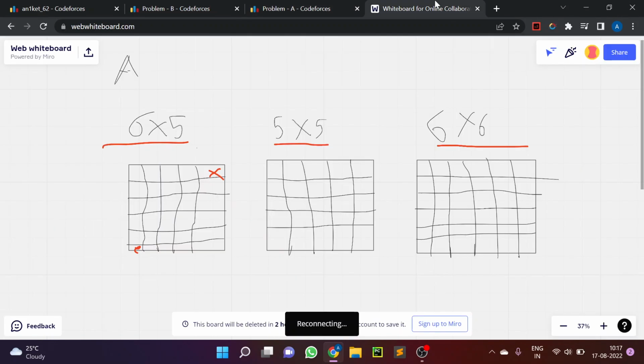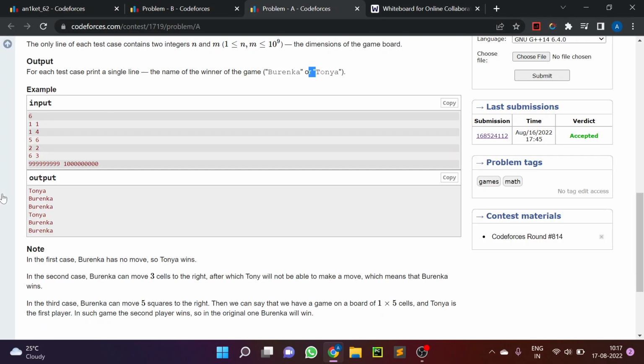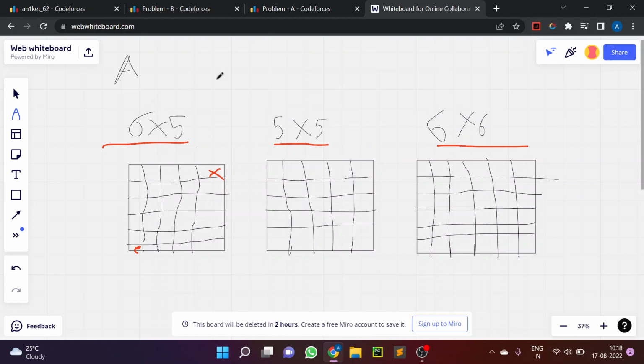So let's start the logic behind this question. After seeing the test cases, you can find a pattern, which is if both of them are odd or both of them are even, the winner is T, and if one of them is odd and one of them is even, the winner is B. After seeing this kind of pattern, I tried to build the logic on the basis of evenness and oddness of n and m.